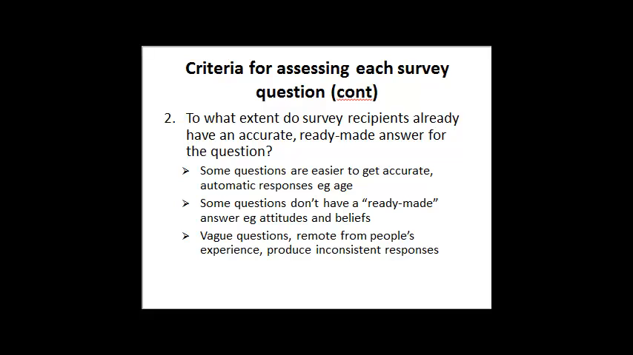Another thing to consider is to what extent do survey recipients already have an accurate ready-made answer for the question. Now, virtually everyone knows their age. People are frequently asked how old they are, and age is a number people are expected to know. And people are also able to report age accurately in response to many ways of asking the question. Assuming a willingness to answer, age does not make a lot of difference how the question gets asked, for example, date of birth and so on.